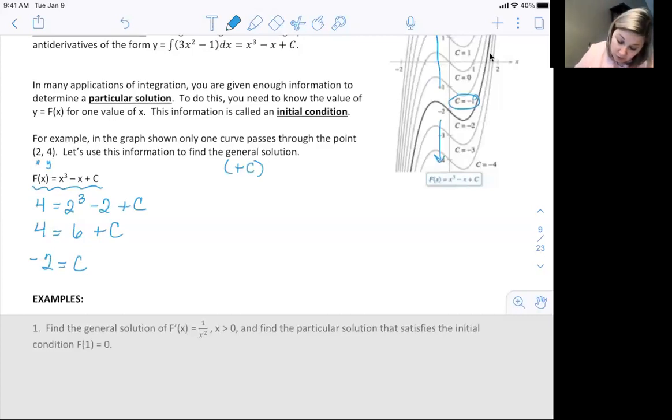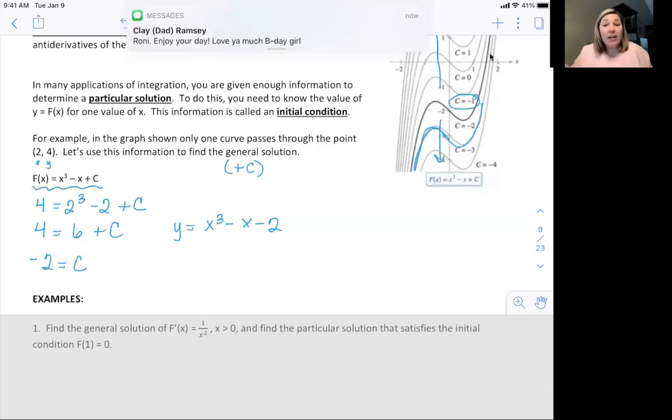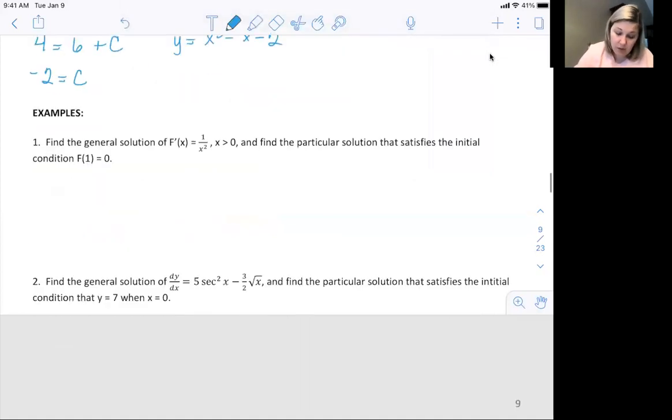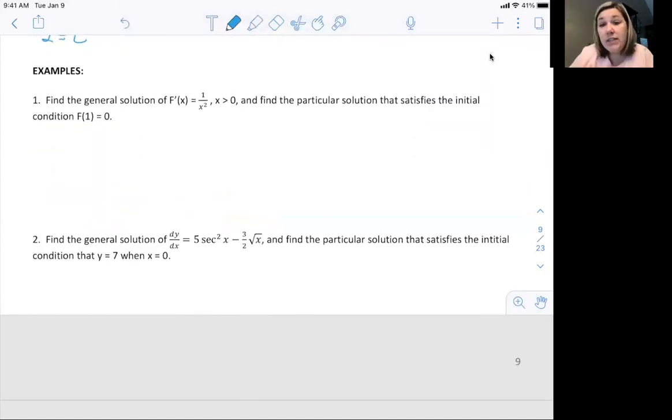And so now we know that the particular solution we have found is x cubed minus x minus 2. That's the one that's in bold, or sorry, no, it's not. It's this one right here, which passes through that point over there that we are looking for. That is what we are finding. Okay, so that's all we have to do on any of these. We're going to take the antiderivative just like normal, and then we're going to use the initial condition that we have been given.